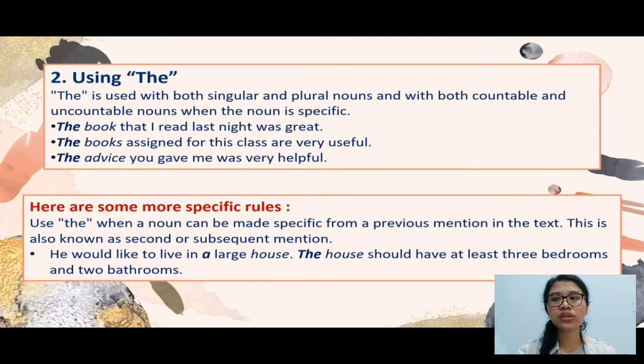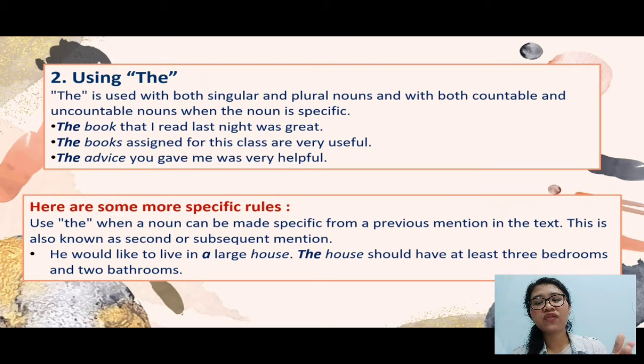In the sentence, books is plural, countable nouns. It is also specific because of the phrase for this class. The writer and reader, or speaker and listener, know which books are being referred to. And then the last example: the advice you gave me was very helpful.